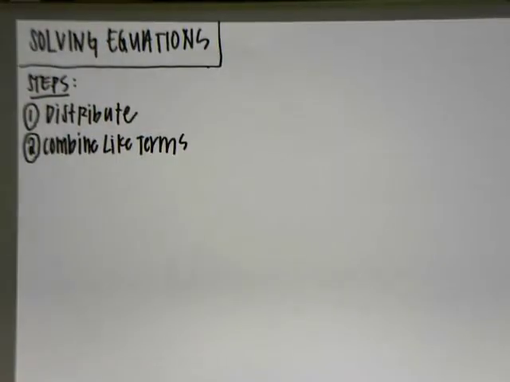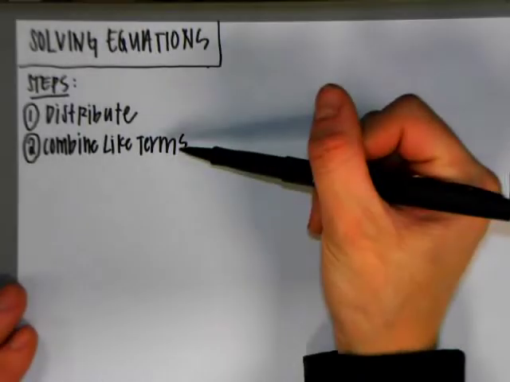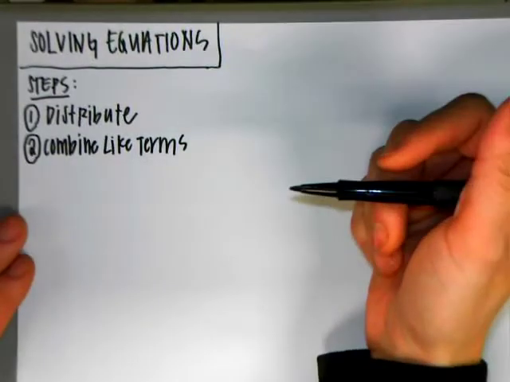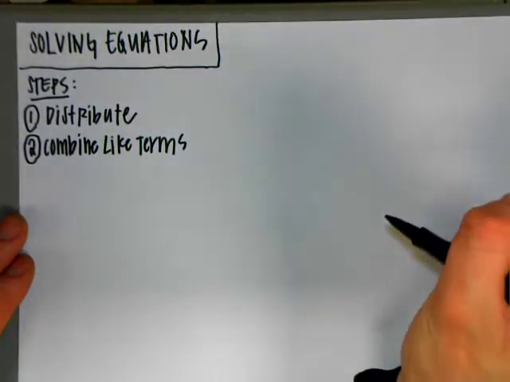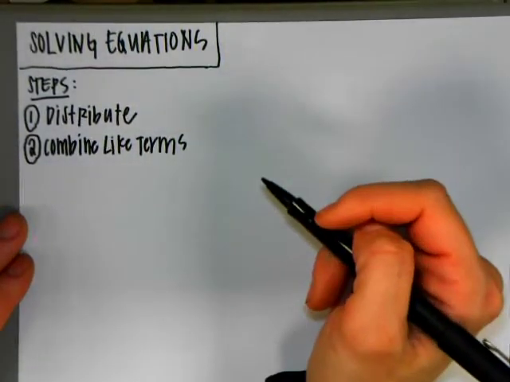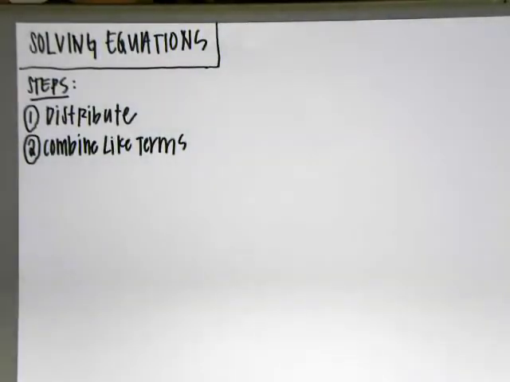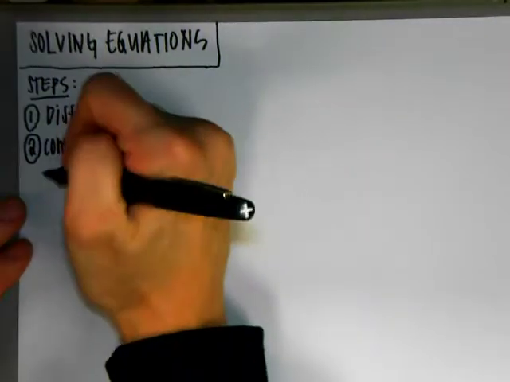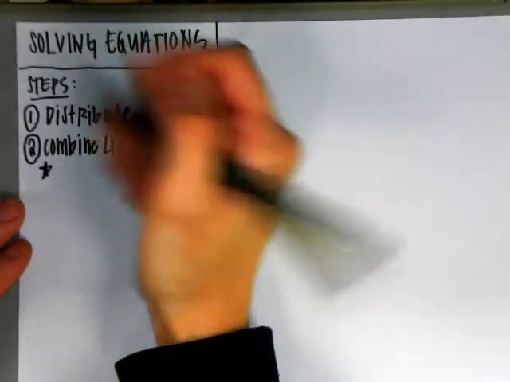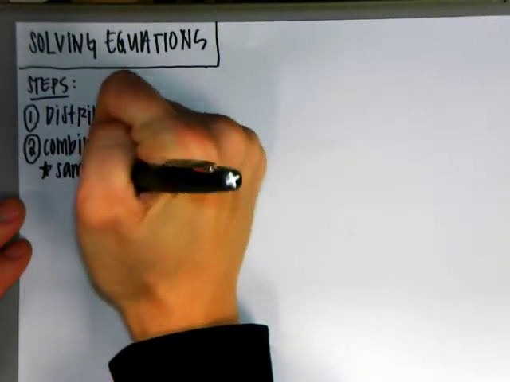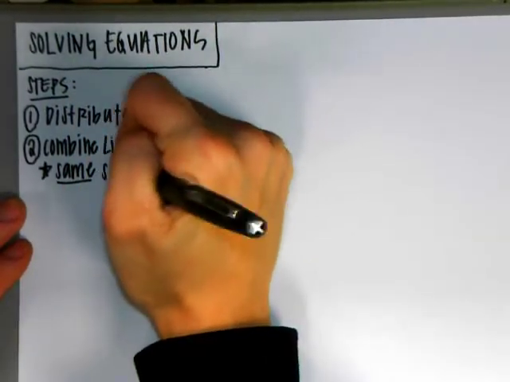And then something important, something that gets confusing, is this step and the next step. When we're talking about combine like terms for solving equations, we are specifically talking about terms that are on the same side of the equal sign, okay? So I'm going to add a little note here. Same side of the equal sign.